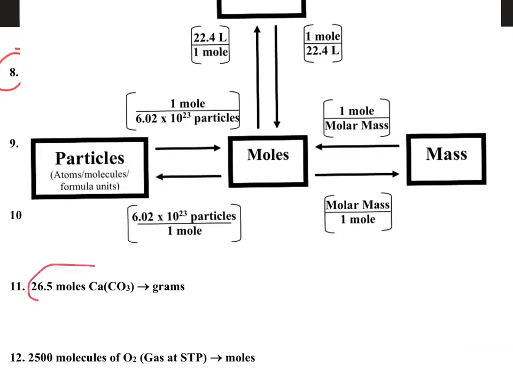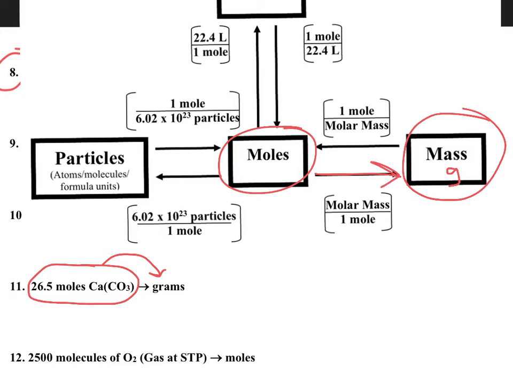Number 11 is going to start with 26.5 moles of calcium carbonate, and it wants you to convert it to grams. So if we're starting in moles and it wants us to convert to grams, that means we're going to go to mass island. To go to mass island, we're going to need to use the conversion factor, molar mass over 1 mole. Just a reminder, molar mass, remember you get that off of your periodic table. So it's just the mass of the compound.